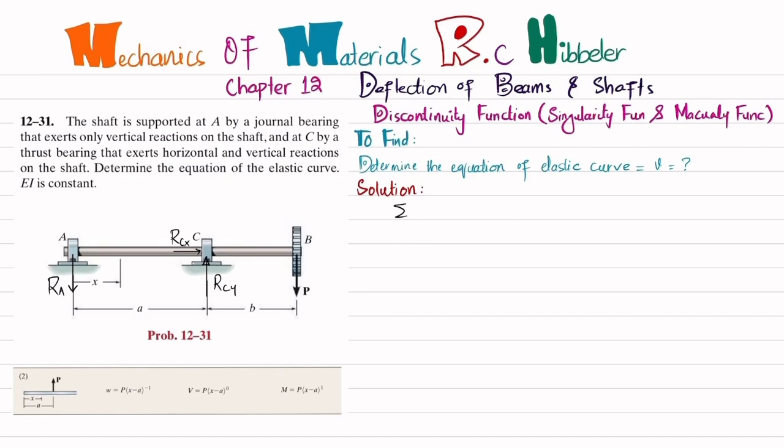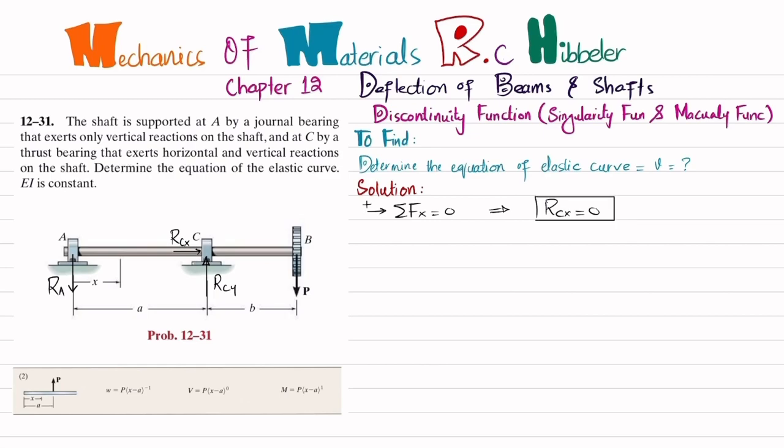The first equation of equilibrium is that the sum of all forces along x direction must be equal to 0, and force in this direction is taken as positive. So you can see only one horizontal force, which is RC, is acting. There is no other force. So it means that RCX will be equal to 0. So this is one reaction force.